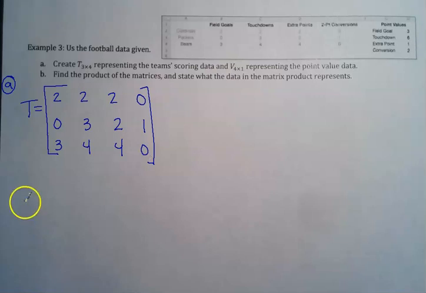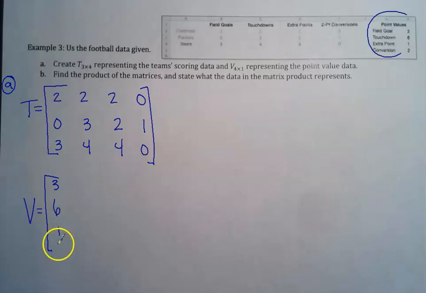Okay, and then we're going to do V, which represents the point value data. That's this section. It's a 4 by 1 because we have, as I covered it up in my circle, 4 rows and 1 column. So it's going to be tall, skinny. In the first row, we have 3, second row 6, third row 1, and fourth row 2. That's it for A. Pretty simple.